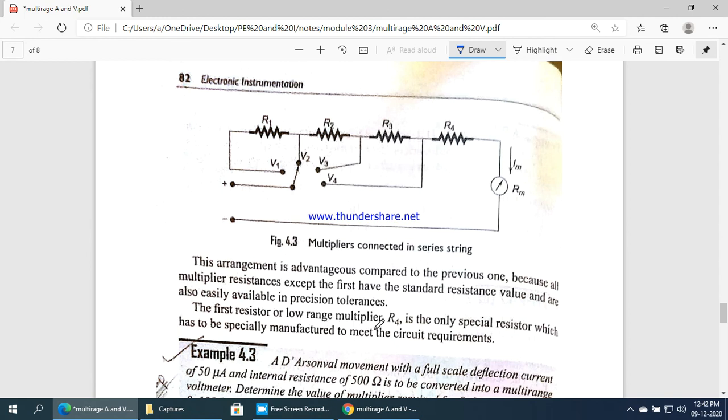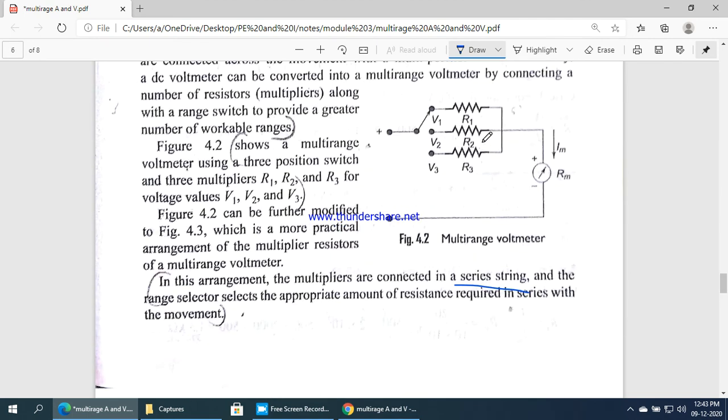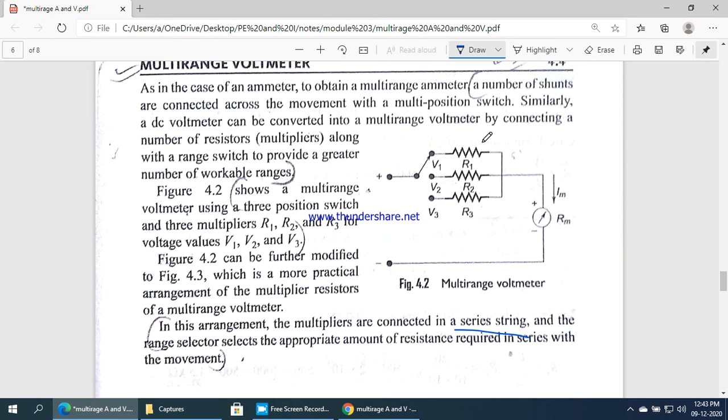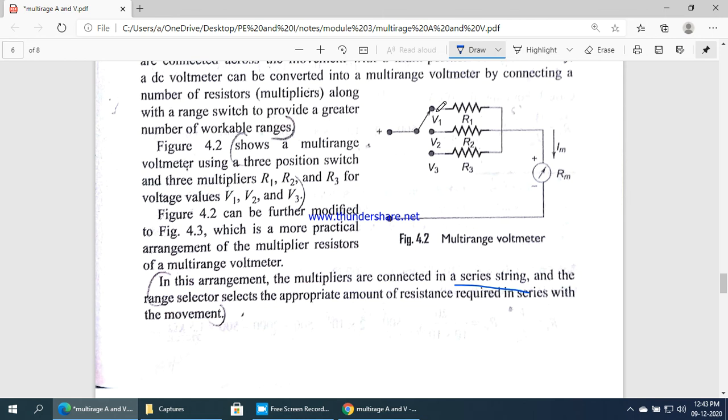The first value, the resistance multiplier R4, that value we need to set whenever we are using a multi-range voltmeter for the calculating purpose. So the advantage of this one is that the R1, R2, R3 values are known by the set itself. Only the value which we need to set here is the R4 value. That's the advantage of this one compared to this arrangement. Whenever the position is connected to this particular point, the respective values of voltage are V1, V2 and V3.